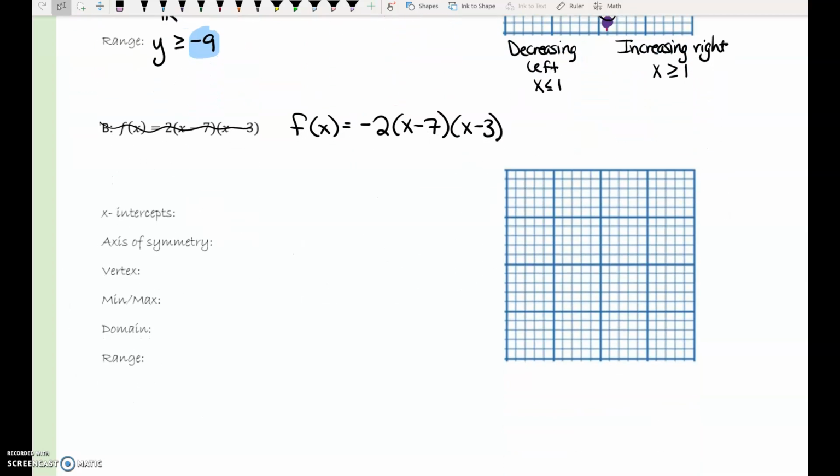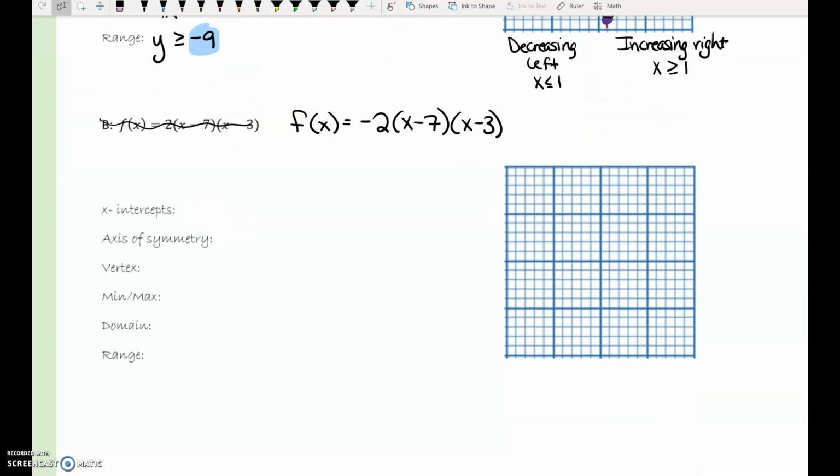Okay, let's try example B. First, we need to identify our x-intercepts. Our x-intercepts are going to come from this -7 and the -3. So what are the x-intercepts? +7 and +3.